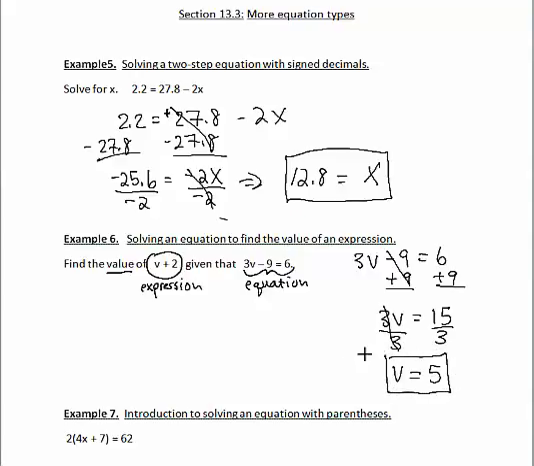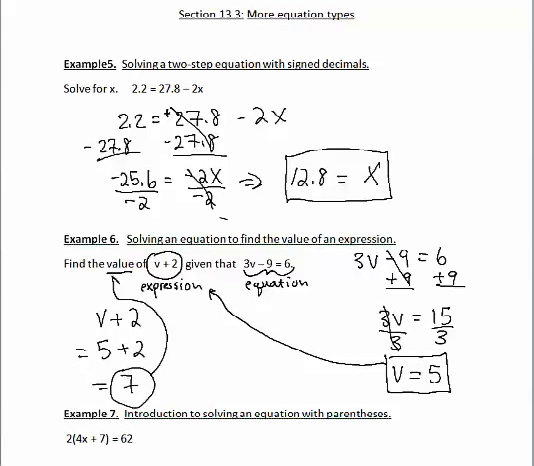So now that we found the number that we are supposed to replace v with, we can evaluate our expression. V plus 2 equals 5 plus 2, which is 7. This is the value that we were looking for.